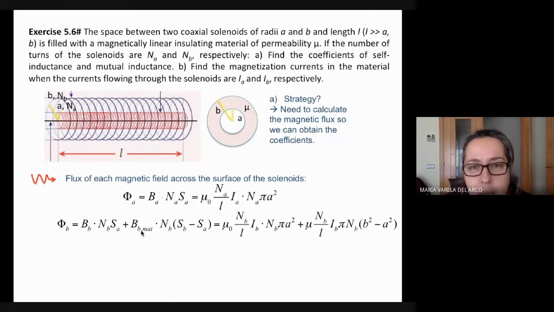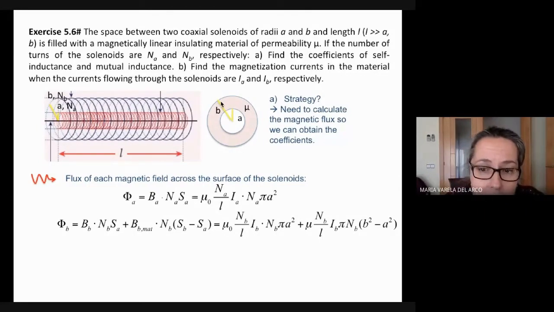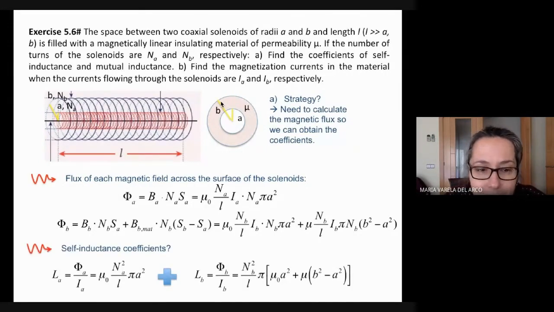Plus, and here is where I say, now we have to calculate the B, the magnetic field caused by the solenoid filled with the material of permeability mu. So then we put here a mu, and then same thing, N over L intensity, so this is the magnetic field B in the pink section, times pi NB, number of turns, and then here is B squared minus H squared, so we can actually get the section of this pink shaded region. Now we have both fluxes independently, and we can calculate the self-induction coefficients.